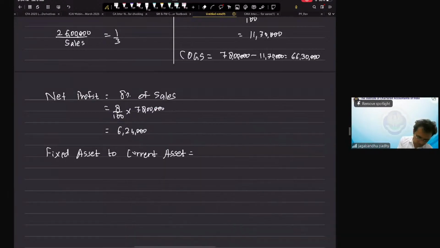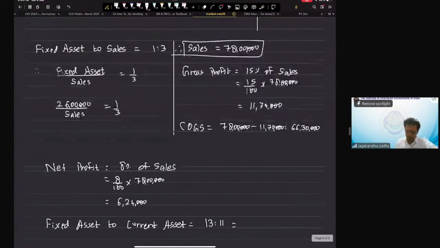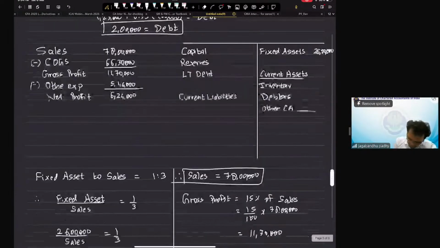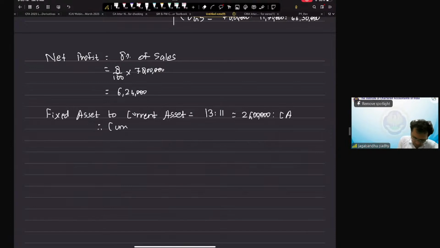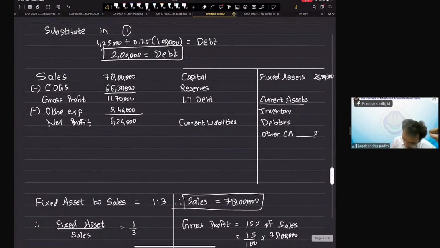Fixed asset to current asset is 13 is to 11. Fixed asset value is 26 lakh. 26 lakh is to current asset. So what will be the value of current asset, guys? What's the value of current assets? Yeah, 22 lakhs. Perfect. Remember, this is the total current assets that we are talking about.